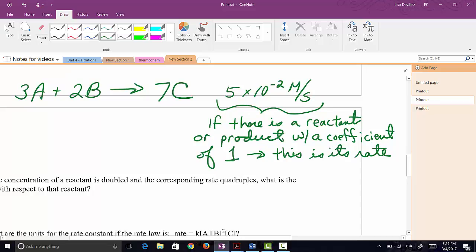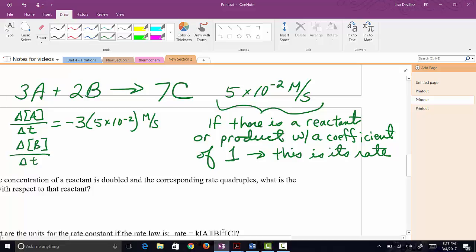So let's just look and see. The change in A over the change in time would be negative, because it's a reactant, so negative 3 times 5 times 10 to the minus 2 molarity per second. And if it wanted the change in B over the change in time, that's going to be negative 2 times 5 times 10 to the minus 2 molarity per second. So that's just explaining some of the ways you will see these questions presented to you.